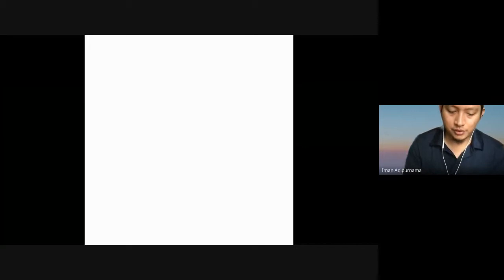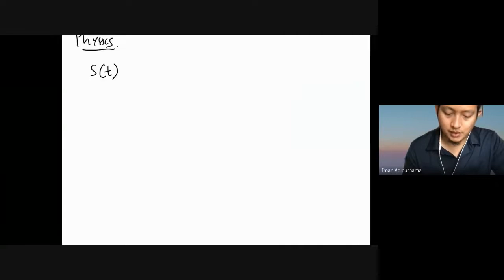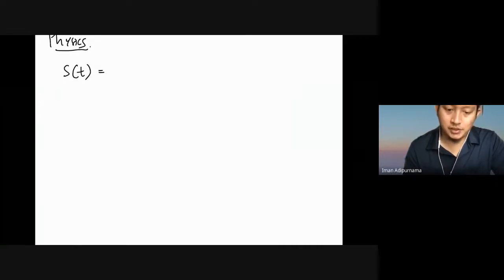Okay, let me go through some physics. I believe this is just an easy problem for you. Let's say we have a distance function, a displacement function. This is t cubed minus 6t squared plus 9t. So this will be a distance, or maybe position.